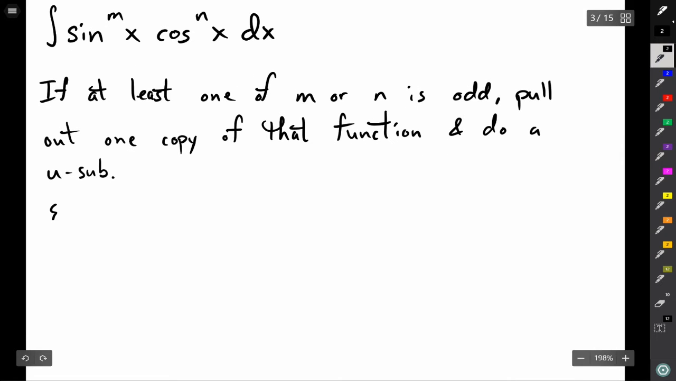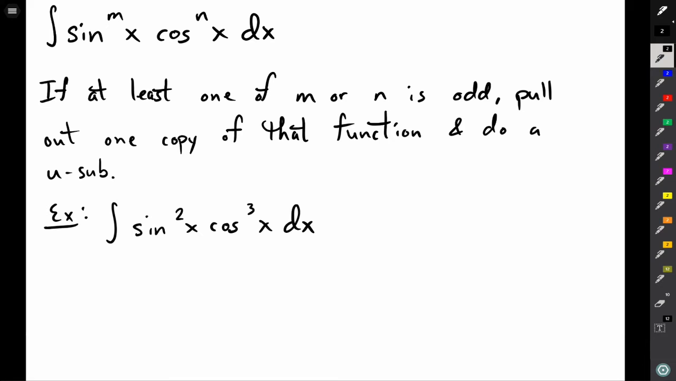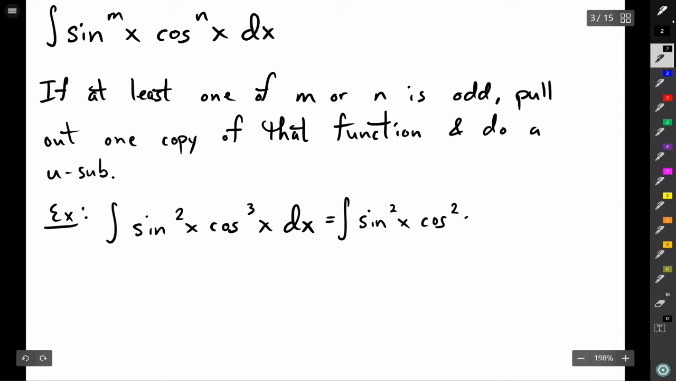Right? So for example, let's say we had something like sine squared of x cosine cubed of x dx. All right? So here, cosine has the odd power, so what we're going to do is write sine squared x, and pull off one copy of the cosine, and write it like this.